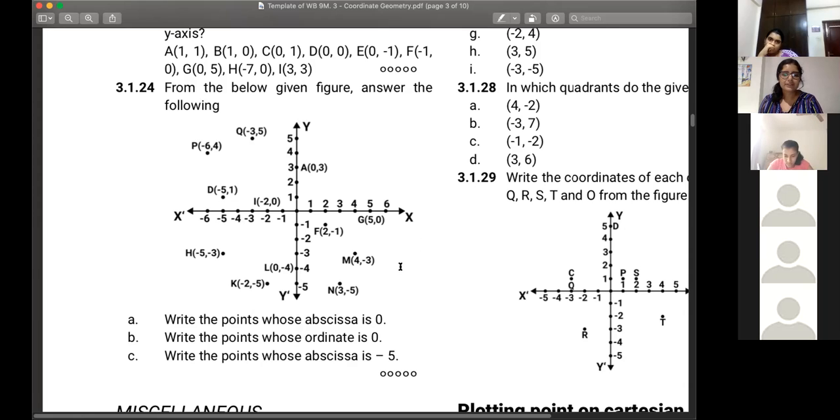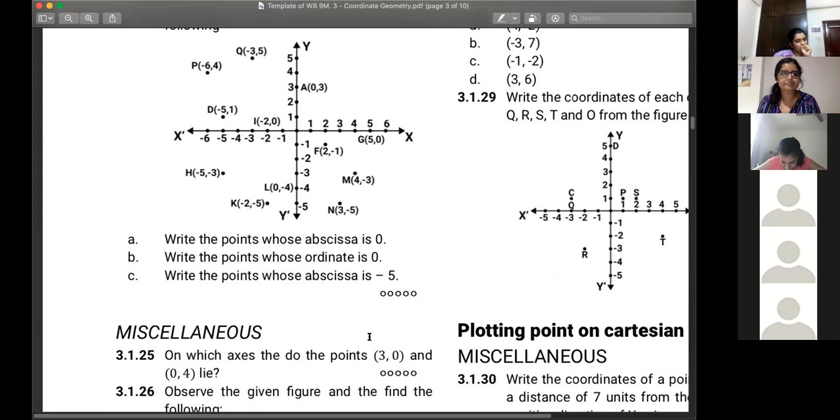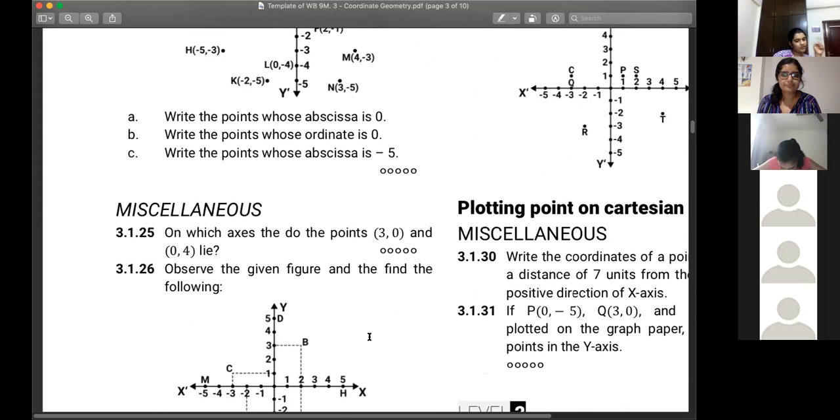Cool. So abscissa is x coordinate, ordinate is y coordinate. So you can think of it in alphabetical order. Abscissa comes first, starting with A, B. So that will be the first point, which is the x coordinate. And ordinate alphabetically comes later, so that will be the y coordinate. Does that help in remembering? Yes, ma'am.